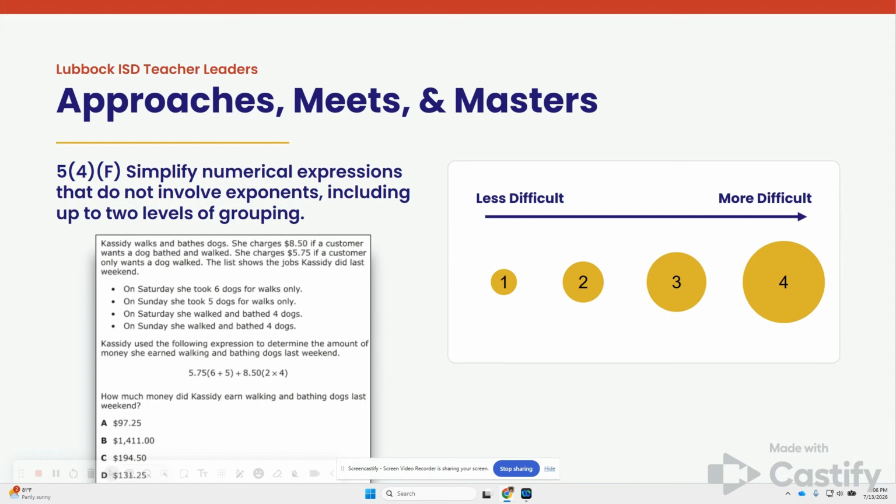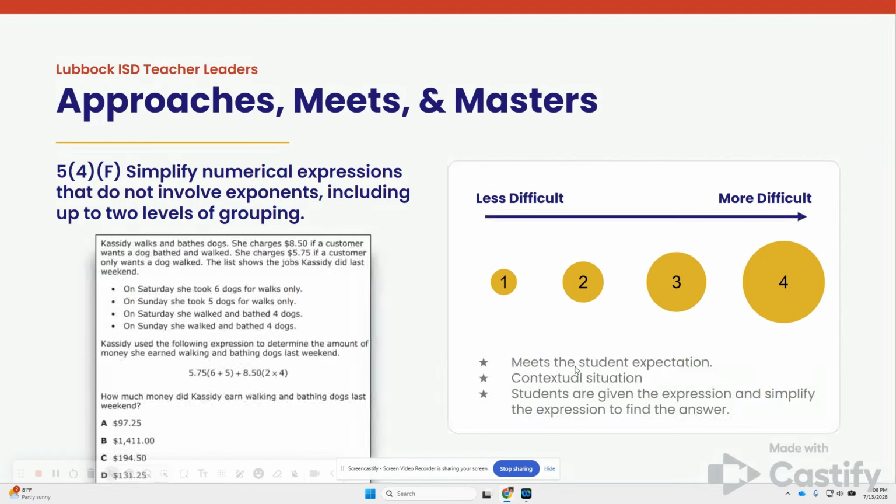But since we're not all together, I'll just tell you the difficulty level on this question is a level 3. Why, you may wonder? This scores at the meets level. I'm given the expression, I just have to simplify it. The numbers are a bit more complicated. We have some decimals in there you might want to notice.